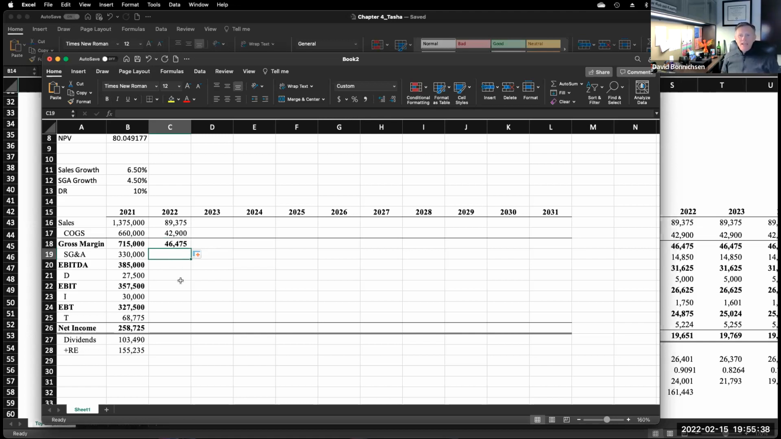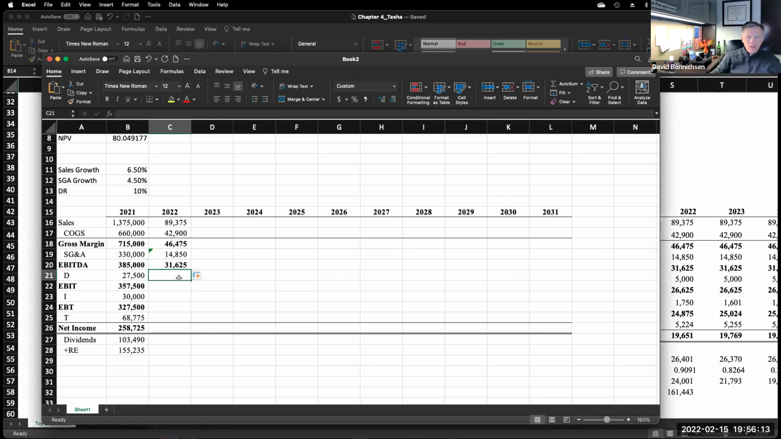And then SG&A, we are told, is going to go up by only 4.5%. So not the full 6.5. So SG&A is going up by 4.5%. So equals times 4.5%. Okay. And we have EBITDA, gross margin minus operating expenses, same thing. So now we're delivering an incremental EBITDA of 31,625.